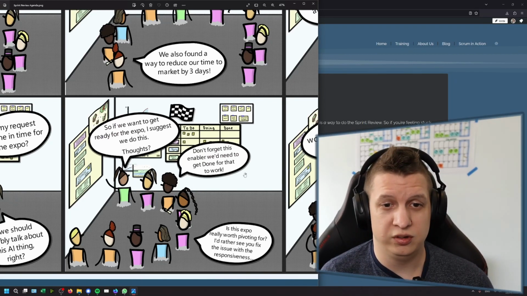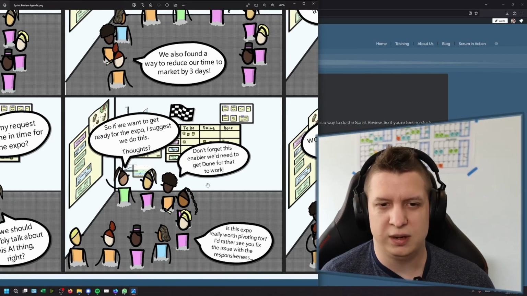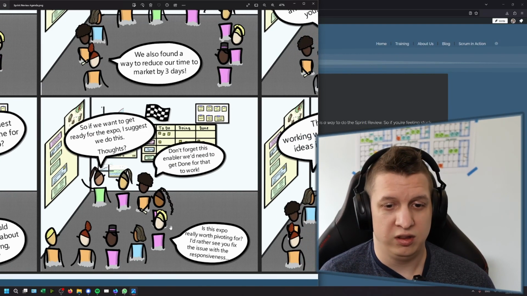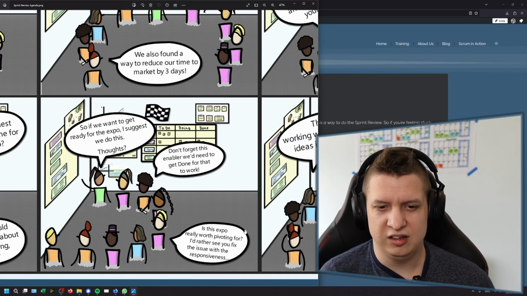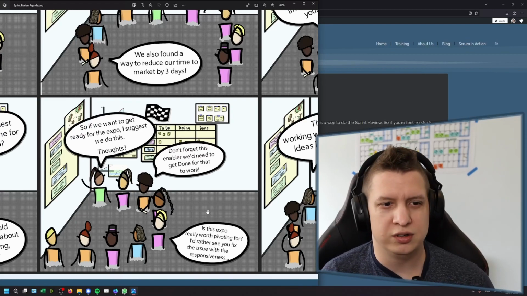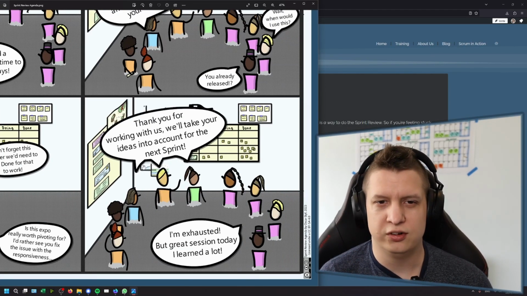Another one of the developers says, all right, well, don't forget that this enabler would need to get done for that work, right? So yeah, that's nice, but actually there's additional things that would be needed for that to even be possible. And then one of the stakeholders actually goes, hang on a minute, is this expo really worth pivoting for? You know, I'd rather see you fix this issue with the responsiveness that perhaps they've heard from some of their customer base that they're concerned about. After we had all that wonderful conversation, maybe we've updated the product backlog, we've agreed some next steps.